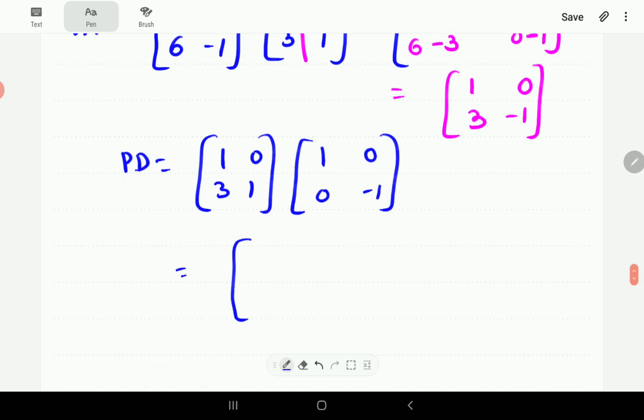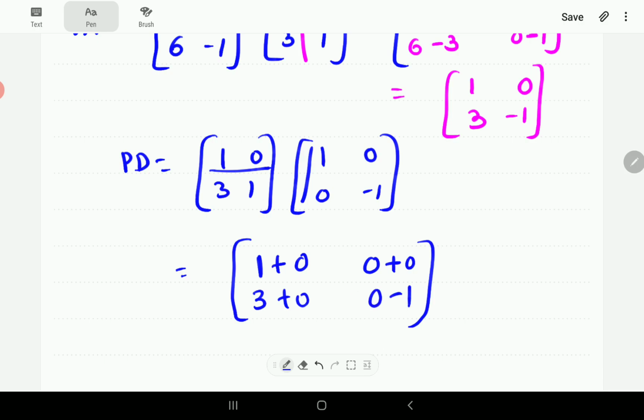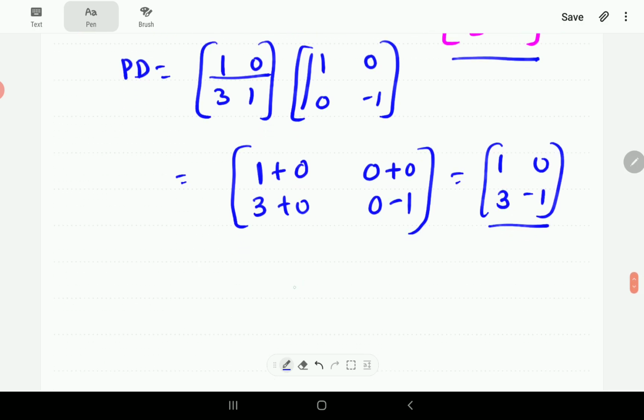This will be now, this into this again. This is 1 plus 0, this is 0 plus 0, and this is 3 plus 0, this is 0 minus 1. So this will be again 1 0 3 -1. If you observe this and this matrix, they are one and the same. Hence whatever we have calculated, our P and D are correct.